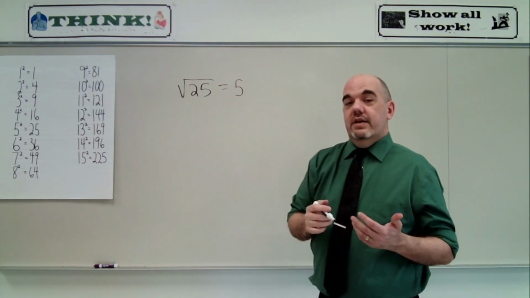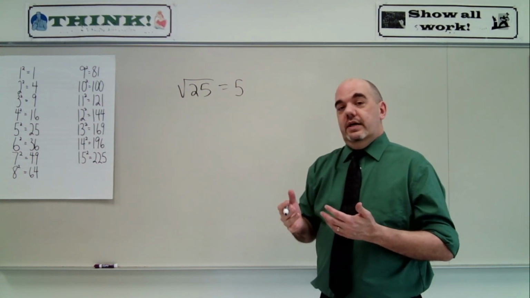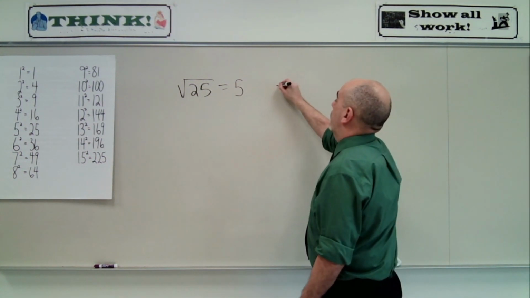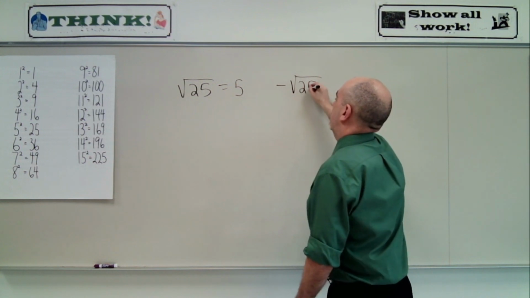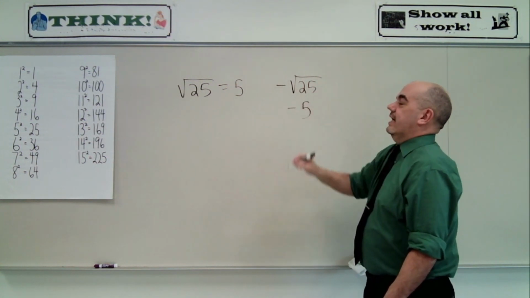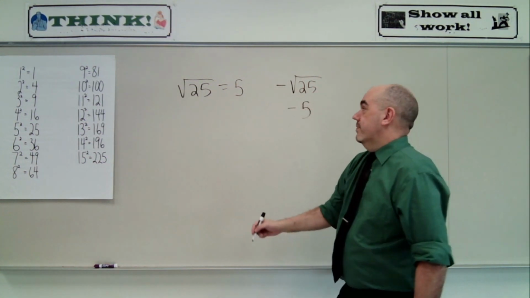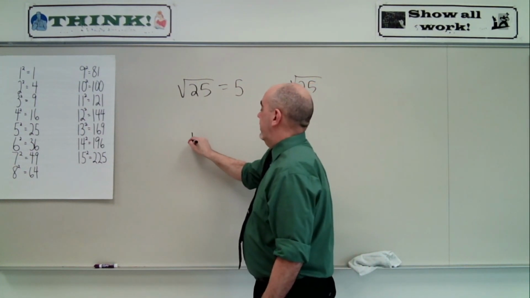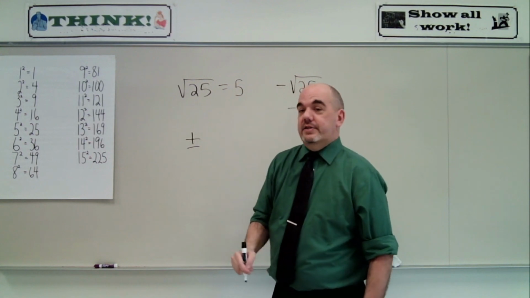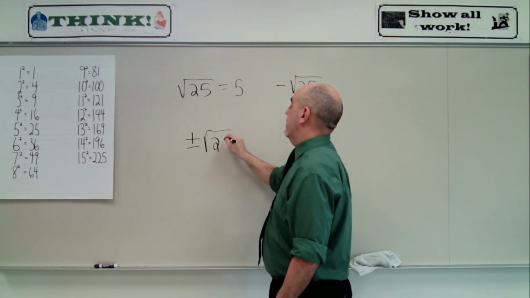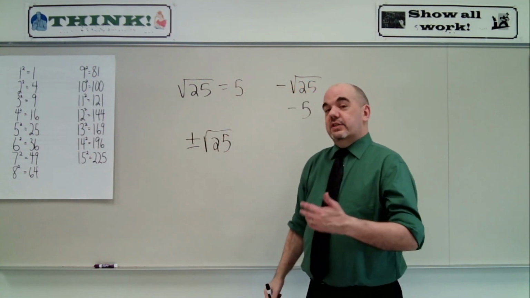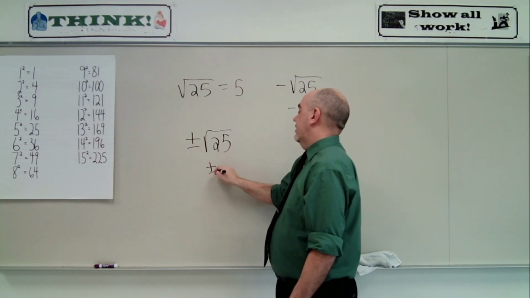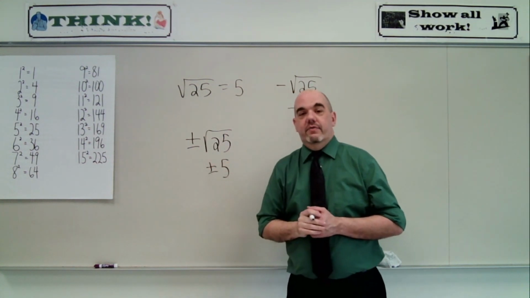If you wanted the negative number that gives you 25 when you square it, we put a negative sign in front of that square root, and that's going to give us negative 5. Sometimes you want both of those answers. And to do that, we use a symbol that is the plus or minus. We put that in front of the square root, like that, and that gives us both answers, positive 5 and negative 5, plus or minus 5.